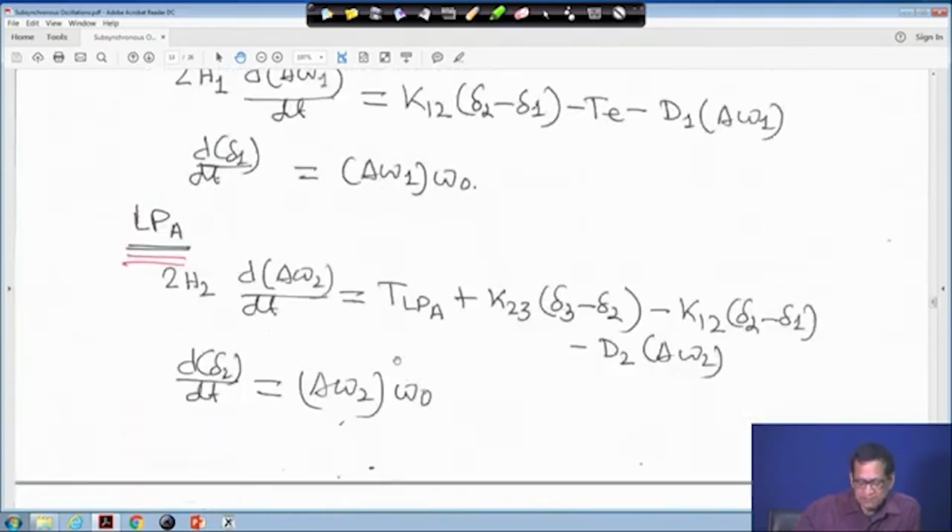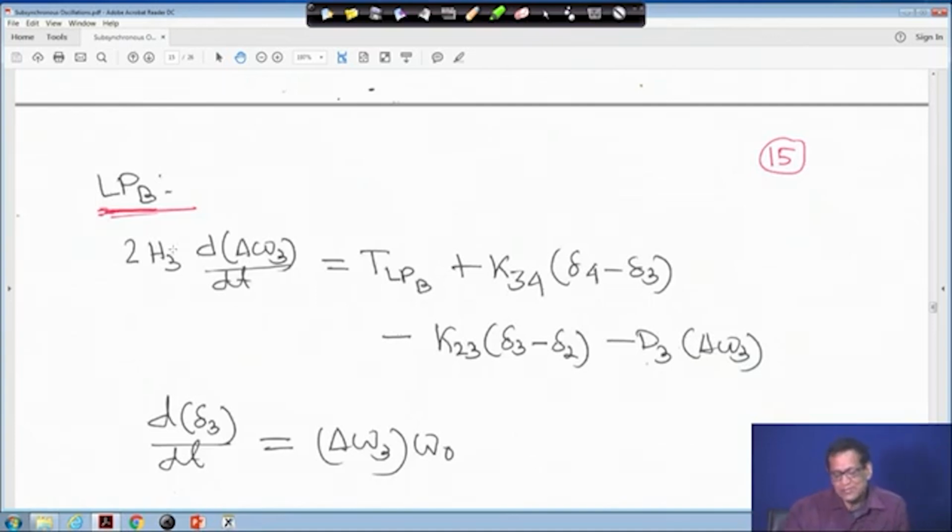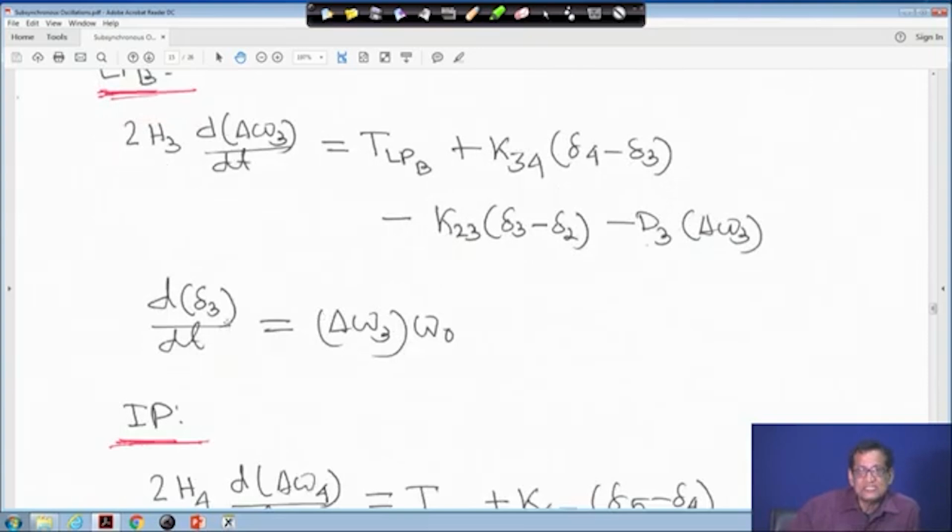Similarly, for section 3, the same way we will write 2H3 d/dt of delta omega 3 is equal to, this is the input torque, TLPB, that is section B, the low pressure turbine, TLPB plus K34 (delta 4 minus delta 3) minus K23 (delta 3 minus delta 2) minus D3 delta omega 3. This is for section 3, and d/dt of delta 3 is equal to delta omega 3 times omega 0.